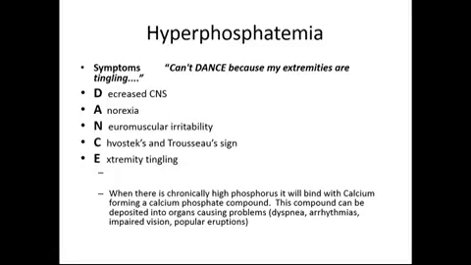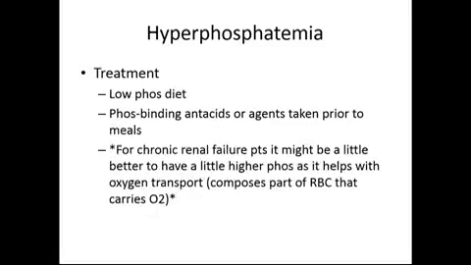If you have somebody who constantly has a high phosphorus level, what will happen is it will bind with calcium, forming a calcium phosphate compound, which is deposited in organs. And I kind of think of it, calcium and phosphorus together seems like a hard substance, and so it can cause lots of problems. So if we have a high phosphorus level, we want a low phosphorus diet.